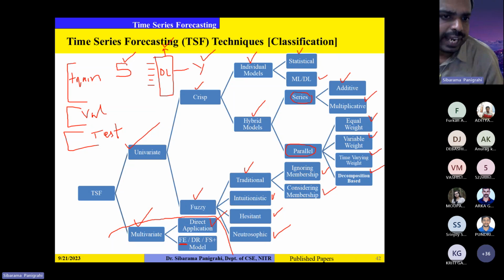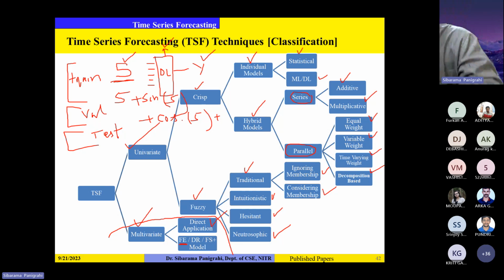So this is one kind of feature engineering using deep learning models. Or you can take sine of the features. Suppose you are having 5 features, and you take sine of these 5 features, then you will get 10 features, right? Then you can also take cos of these 5 features. Then you can take square of these 5 features. Similarly, you can expand the number of features, right?